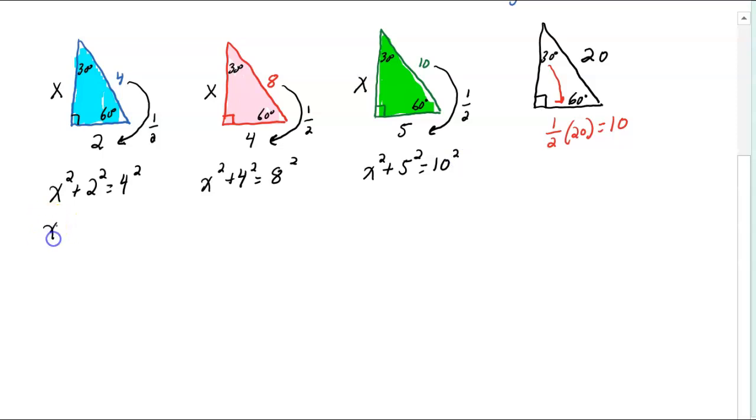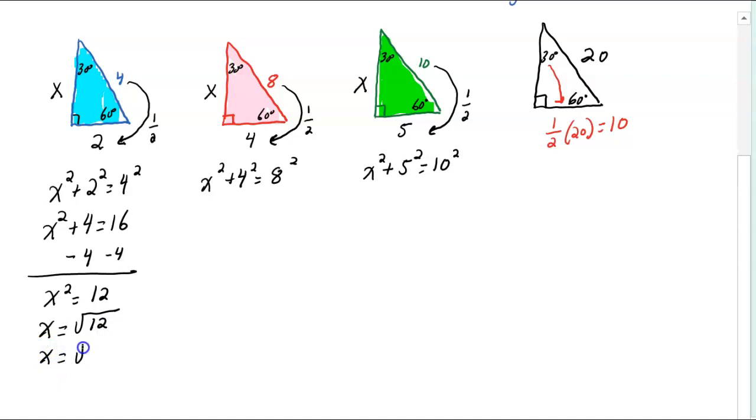I'll solve the blue triangle. So x squared plus 4 is equal to 16. I'll subtract 4 from both sides. So x squared is equal to 12. So x is equal to the square root of 12, which is the square root of 4 times the square root of 3. So x is 2 square root of 3. I'm going to pause the screen if you want to solve one of those problems and then come back and see if you are correct.